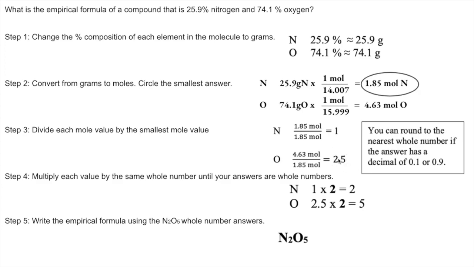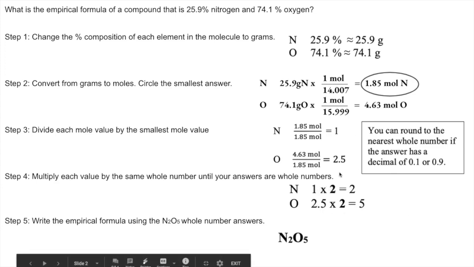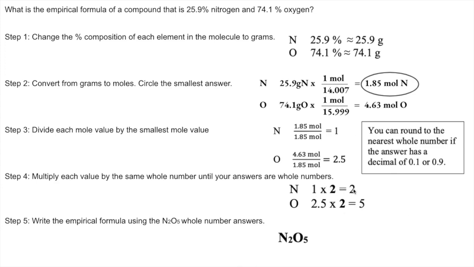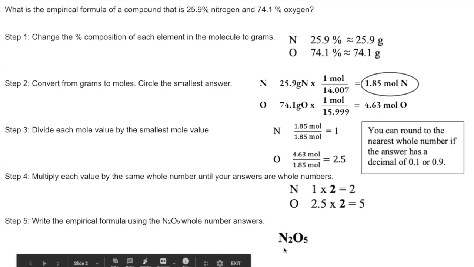Because we have 2.5, we'd have to multiply this by 2 in order to get it to be a whole number. Whatever we do to this number, we also have to do to any of the other elements in this compound. So nitrogen, we'd also have to multiply by 2. So 1 times 2 is 2, and 2.5 times 2 is 5. When we're writing this out, we have N2O5. On your homework, you won't put them into subscripts. You can just write it as capital N, 2, capital O, 5.